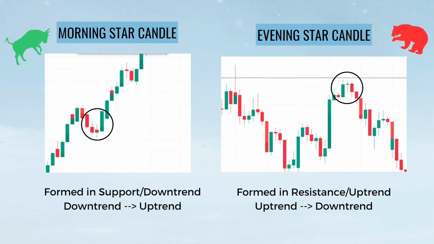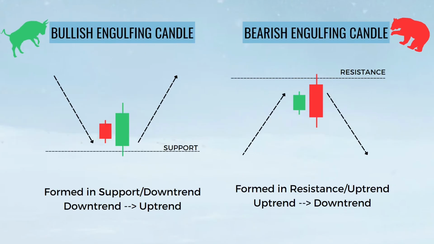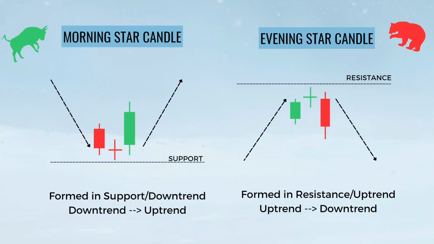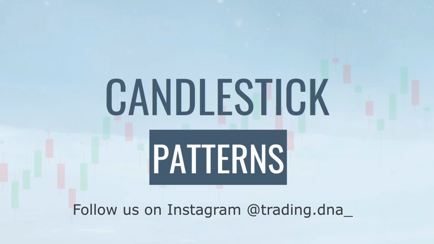Let's get to the quick summary. What are the patterns that we came across? Hammer candle, shooting star candle, inverted hammer, hanging man, bullish engulfing candle, bearish engulfing candle, morning star candle and evening star candle. We have discussed some of the most important and commonly used candlestick patterns here, but there are a lot others than this also.